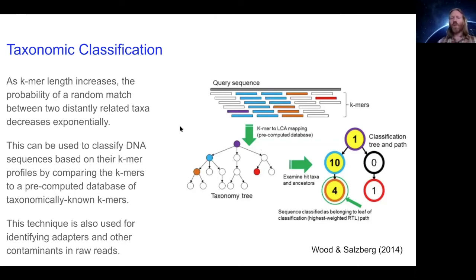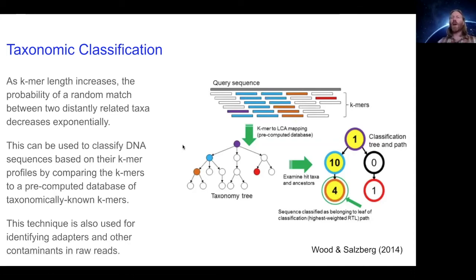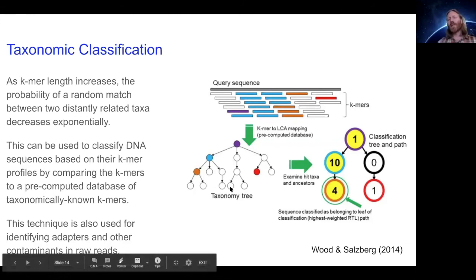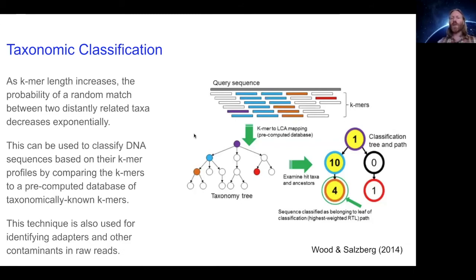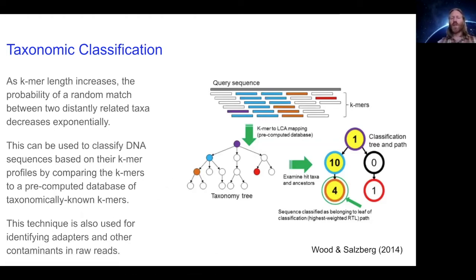A lot of the programs for taxonomic classification go another step further and recognize that not all Kmers are created equal. Some Kmers are more common than others, some are rarer than others, and they have different utility in determining the taxonomic resolution of an organism. So most of them will provide a tree, a phylogenetic or taxonomic tree, where the Kmers are mapped onto based on the lowest common ancestor of the organisms that contain that Kmer. As we'll see later, this technique is also used for identifying adapters and other contaminants in raw reads.